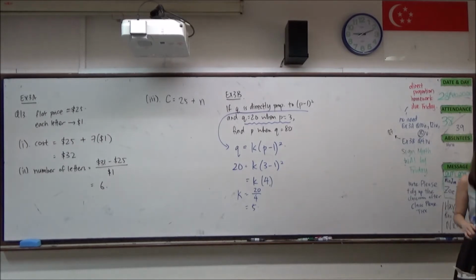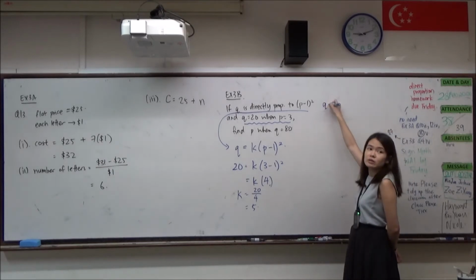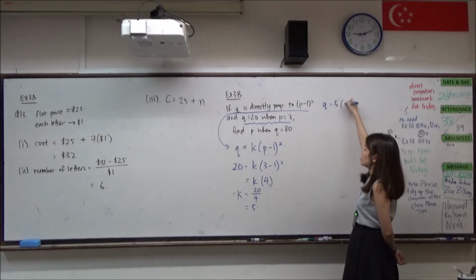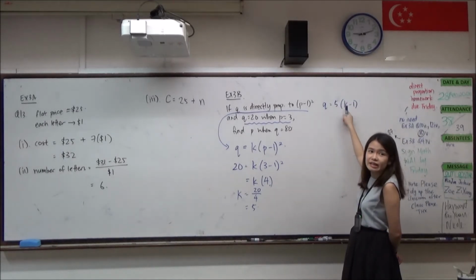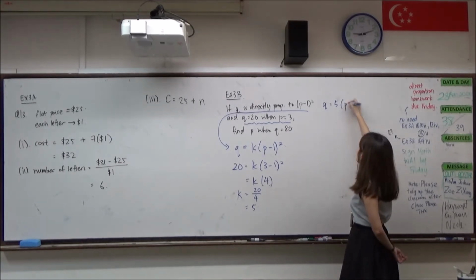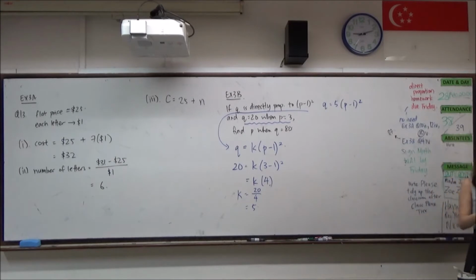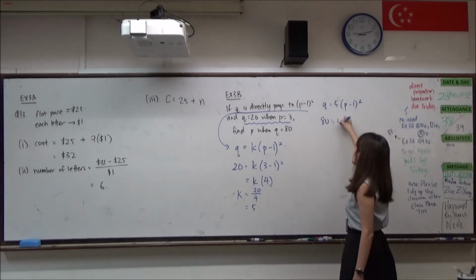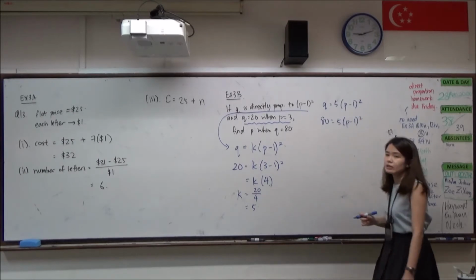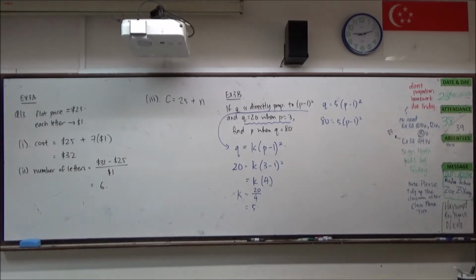Then what do I need to do next? Javier? Q equals 5 bracket P minus 1 squared. Okay, very good. Do you say k? P minus 1. Then what to do next? Yes, JB will continue. Q equals 5 bracket P minus 1 squared. Alright, thank you.